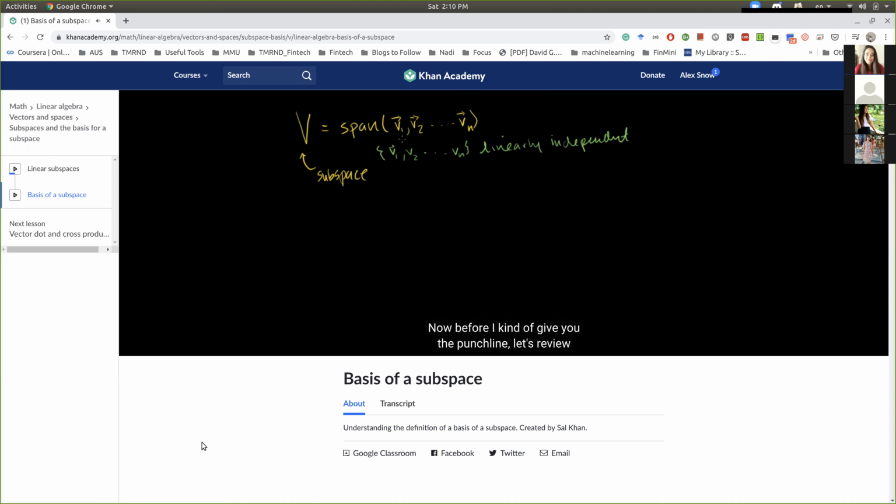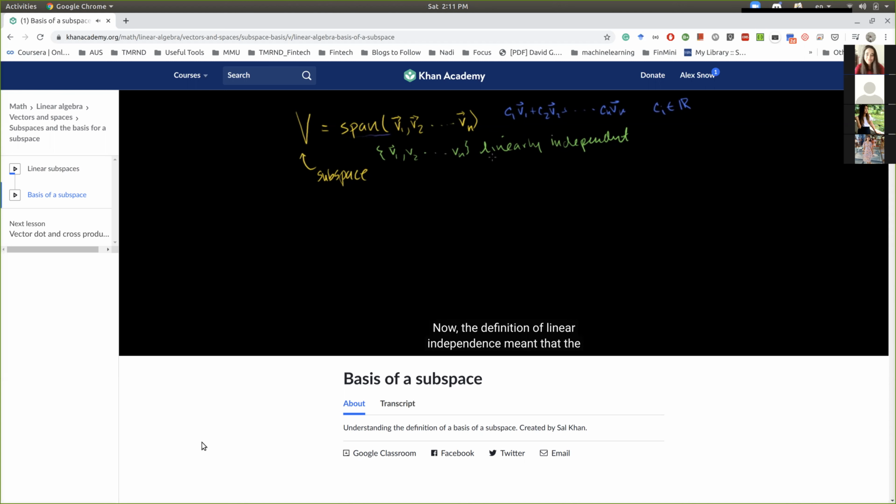Now before I give you the punchline, let's review what exactly span meant. Span meant that this subspace represents all of the possible linear combinations of all of these vectors. So I could have all of the combinations for all of the different C's: C1 times V1 plus C2 times V2 all the way to Cn times Vn, for all the possible C's in the real numbers. You take all the possibilities of these and put all of those vectors into a set. That is the span, and that's what we're defining the subspace V as.